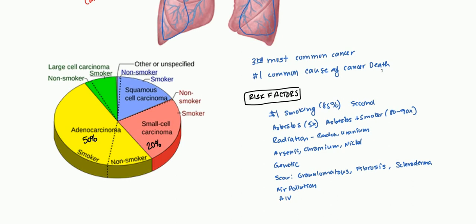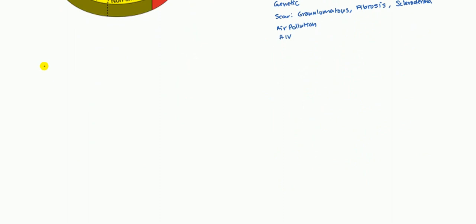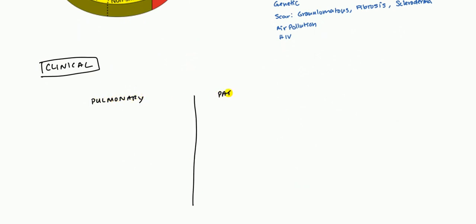Now that we've looked at some risk factors, we can look at the clinical aspect. I break the clinical features into 3 columns, one being the pulmonary symptoms, the next being the paraneoplastic symptoms, and finally the symptoms related to the metastasis.